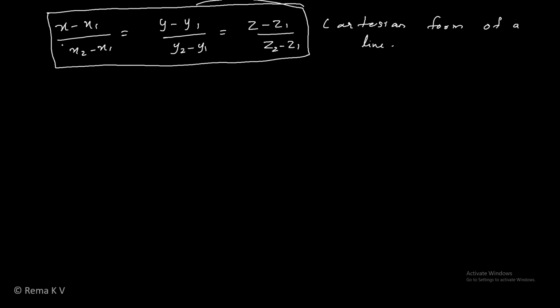So in the first case, the equation was (x minus x1) by a. a is the direction ratio, and it is x2 minus x1. b is y2 minus y1. c is z2 minus z1. Really both are the same, but we are writing it in a different form.